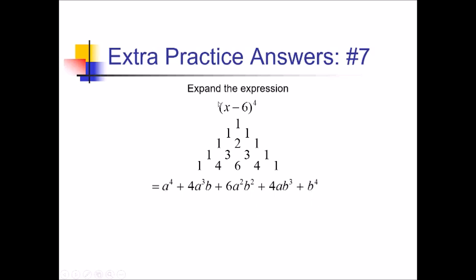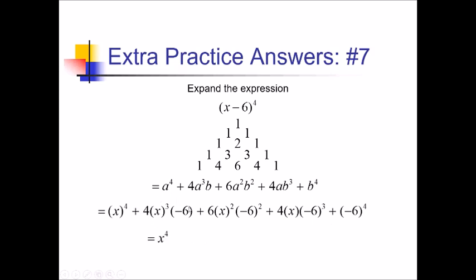For my a's, I'm plugging in x. For my b's, I'm plugging in negative 6. So I've got x to the 4th, 4x to the 3rd times negative 6, 6x squared times negative 6 squared, 4x times negative 6 cubed, and this is going to be negative 6 to the 4th out there. Going through and simplifying, I've got x to the 4th, 4 times negative 6 is negative 24 with an x cubed after it. Let's see here. This is positive 36 if I square that, and that's times 6 gives me 216, I happen to remember. We have an x squared there as well.